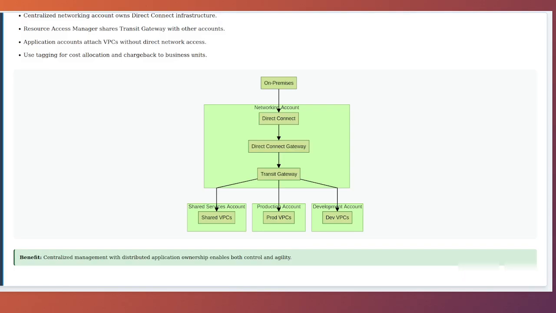The networking account retains control over the Transit gateway routing tables and policies, while application accounts can connect their VPCs without needing permission to modify the core networking infrastructure.